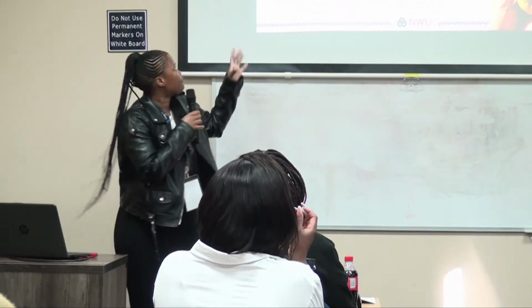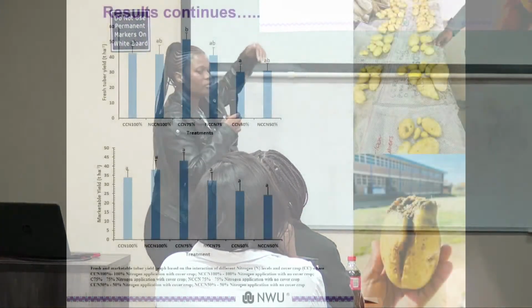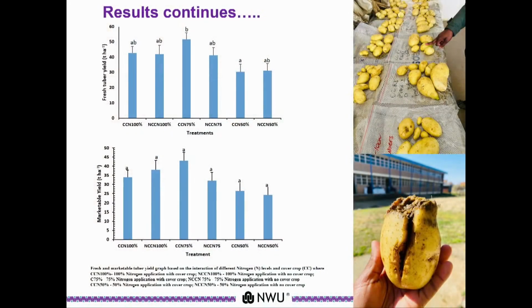And then this is the fresh tuber yield. It shows that there was a significant impact on the fresh tuber yield, and the highest yield was found at cover crop 75%, and the lowest was found at cover crop 50%. And then we found marketable yield, for which no significant differences were shown in all treatments, but the highest was found at cover crop 75%.